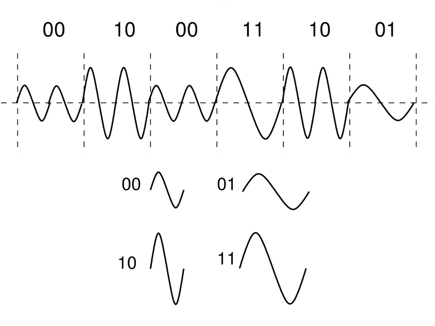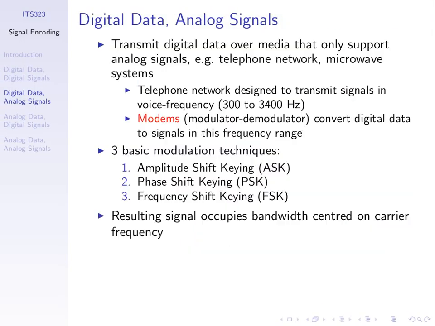Go back to our slides to define some of these. So we're sending digital data as analog signals. The process of converting the digital data to the signal is performed by a modem, a modulator and demodulator. And the 3 techniques that we've described, we vary either the amplitude, phase or frequency, and they're called amplitude shift keying, phase shift keying, frequency shift keying, ASK, PSK, FSK.